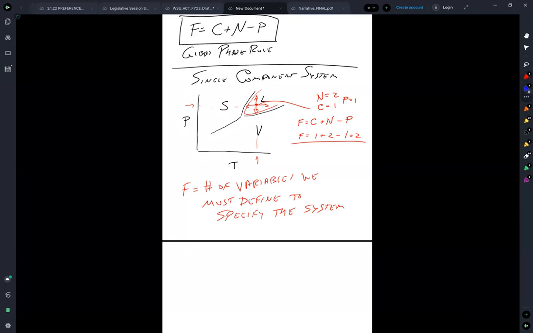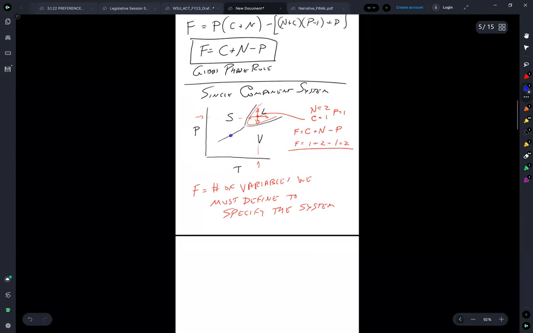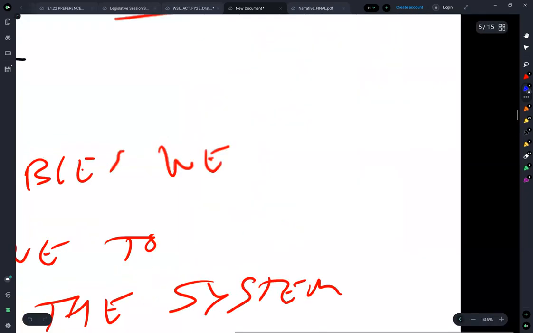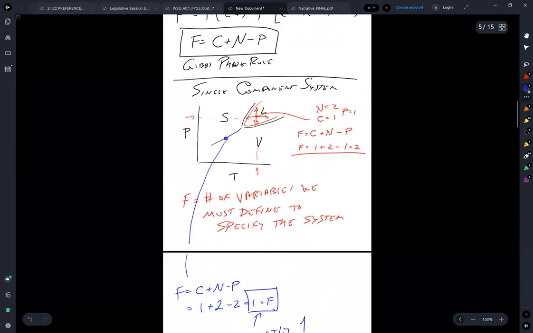Okay, so now let's pick a two-phase point. So let's pick, say, right there on that line. So if you're right on that line, now F is equal to C plus N minus P, which gives us 1 plus 2 minus 2 is equal to 1. So this means exactly one variable must be defined. And that's because at this point, you're on a line.